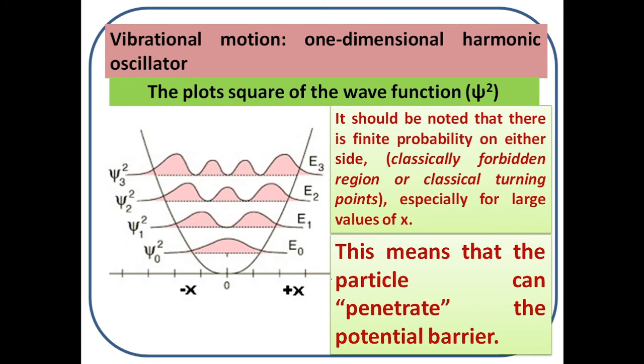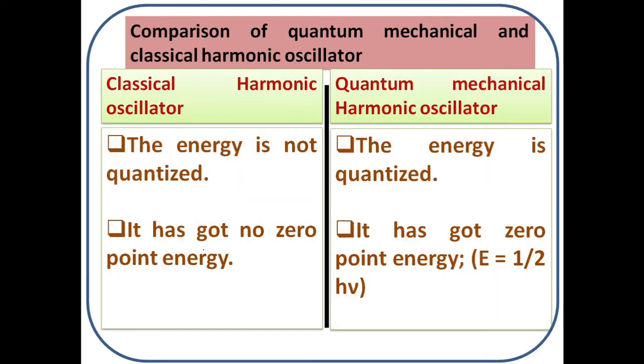This means that the particle can penetrate this potential energy barrier. This is actually the potential energy barrier, and the particle which is confined in it is capable of penetrating the barrier and appearing in the classically forbidden region. This phenomenon is termed the penetration or the tunneling effect, or we can say that the particle can penetrate through the potential energy barrier.